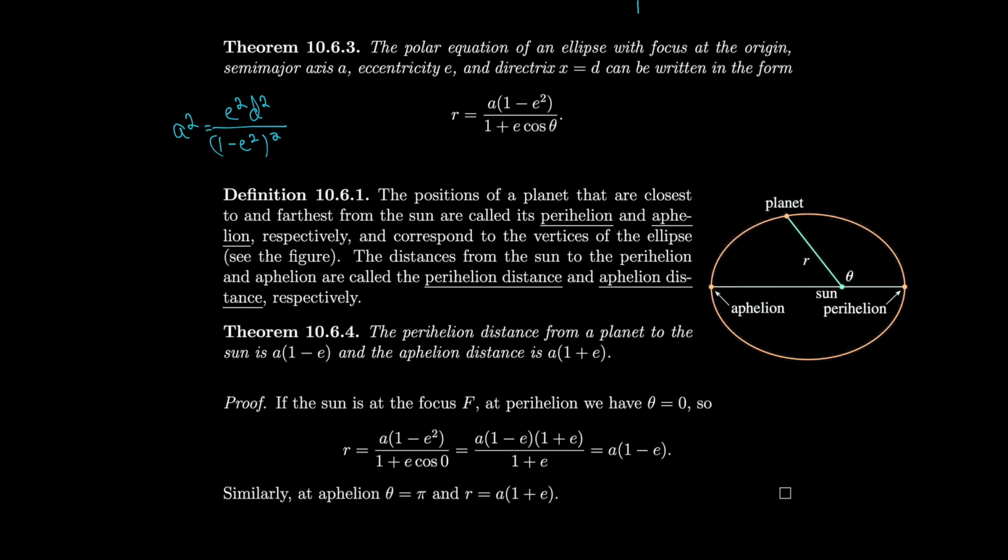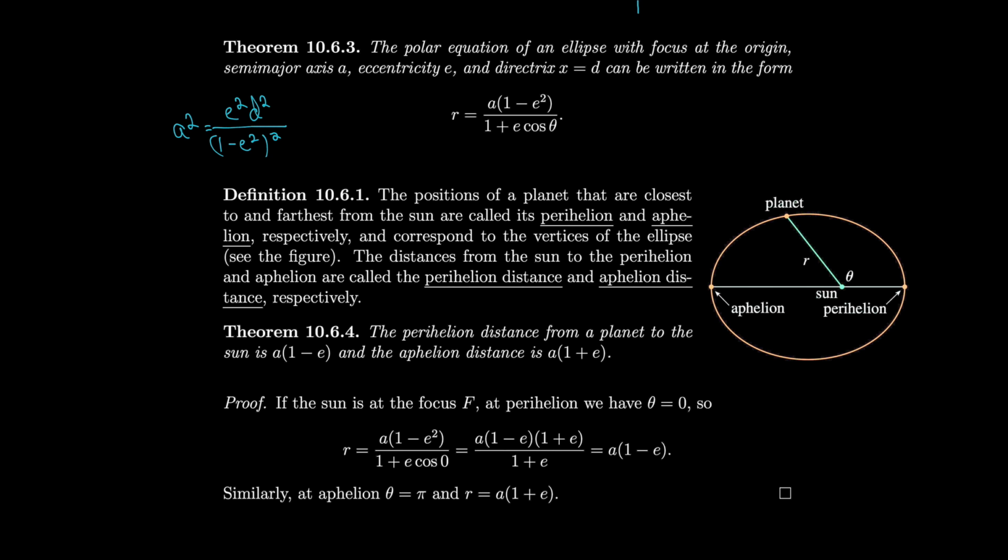So now the positions of a planet that are closest to and farthest from the sun are called its perihelion and aphelion, respectively, and correspond to the vertices of the ellipse in our figure. So the distances from the sun to the perihelion and aphelion are called the perihelion distance and aphelion distance. Then we have the perihelion distance from the planet to the sun as a times (1 minus e), and the aphelion distance is a times (1 plus e).